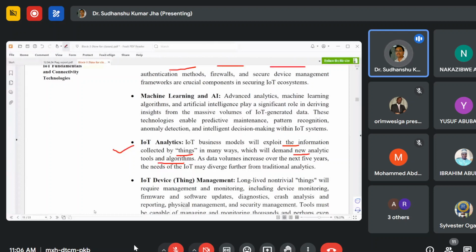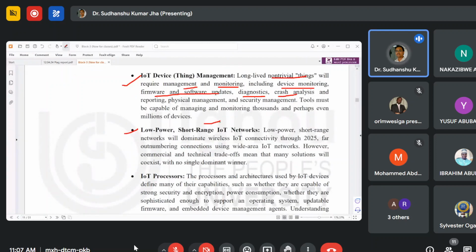Similarly, we require low power, short range IoT networks because the IoT devices are placed nearby. IoT is in your home. You have an IoT enabled light, an IoT enabled washing machine, an IoT enabled refrigerator, an IoT enabled smart TV, and other home appliances. All these home appliances are not placed very far away from each other, so you do not need sophisticated internet connectivity devices to connect these small devices.